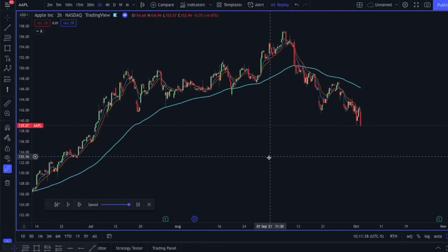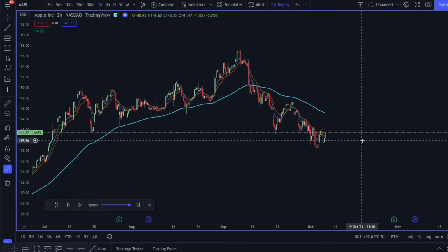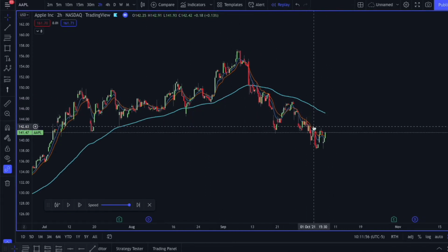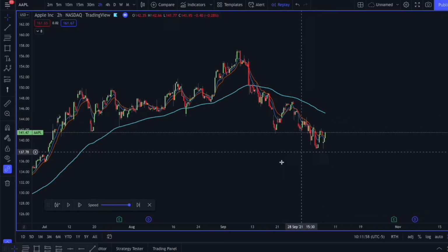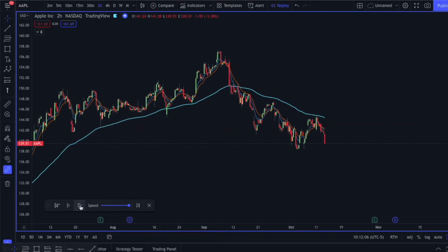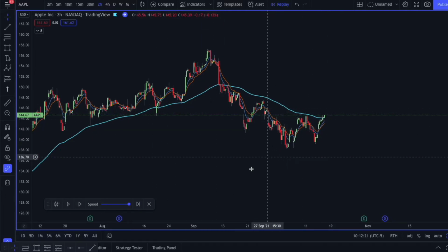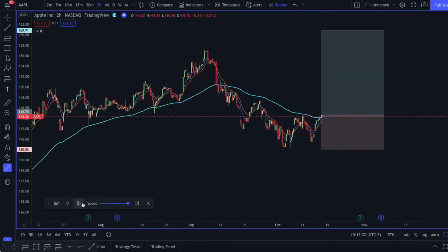All right, so let's start looking for entries. So right now we're looking for price to break above this 50 period moving average and get a bullish crossover of these exponential moving averages. Right here, we have a bullish crossover and price breaking above 50. So we're going to take that entry.